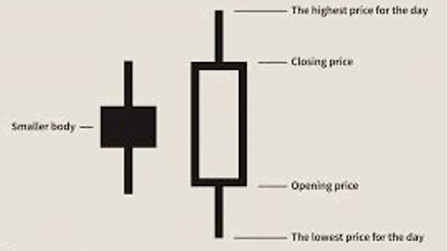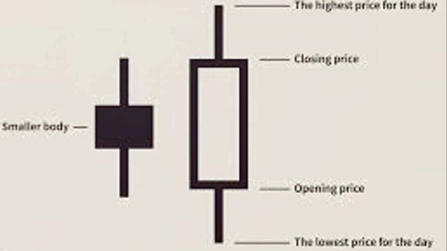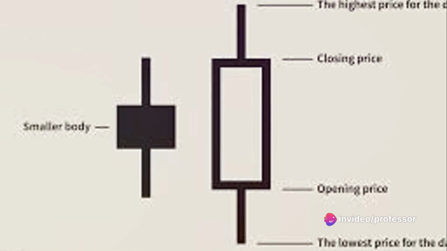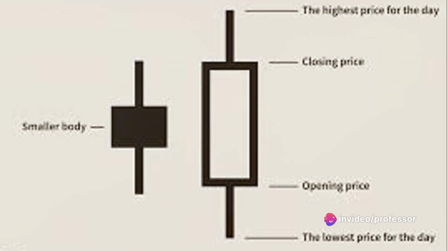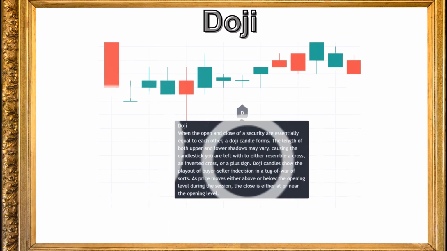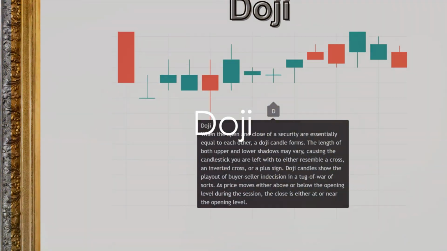Now let's revisit this candlestick. It comprises a body and two wicks, or shadows. The body signifies the price range between the opening and closing prices during that period. The wicks reveal the highest and lowest prices reached. 1. Doji. The doji signifies market indecision.